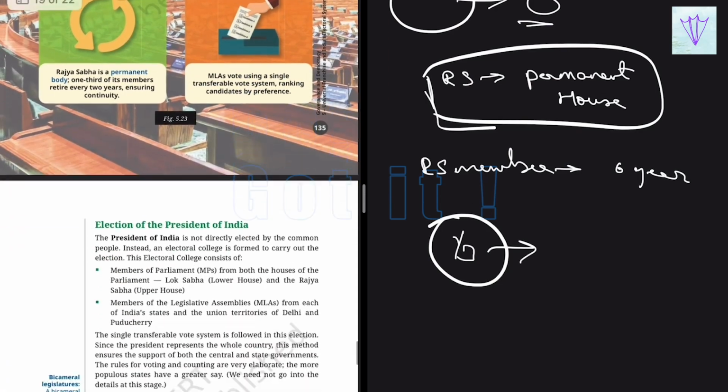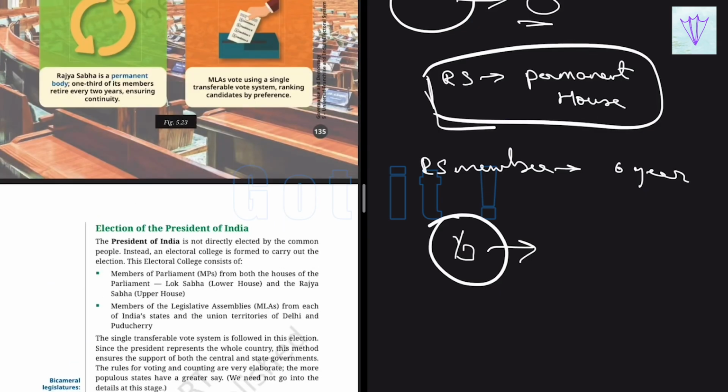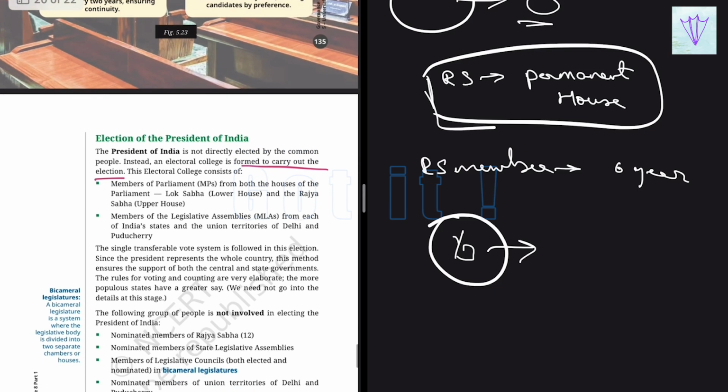Now, moving on, the election of the President of India. The President of India is not directly elected by the common people. So we don't directly elect the President of India. Instead, an electoral college is formed in order to carry out the elections. This college consists of the members of parliament from both houses, that is both the Lok Sabha, the lower house, and Rajya Sabha, the upper house, and the members of legislative assemblies, that is MLAs, from each Indian state and the union territories of Delhi and Pondicherry.